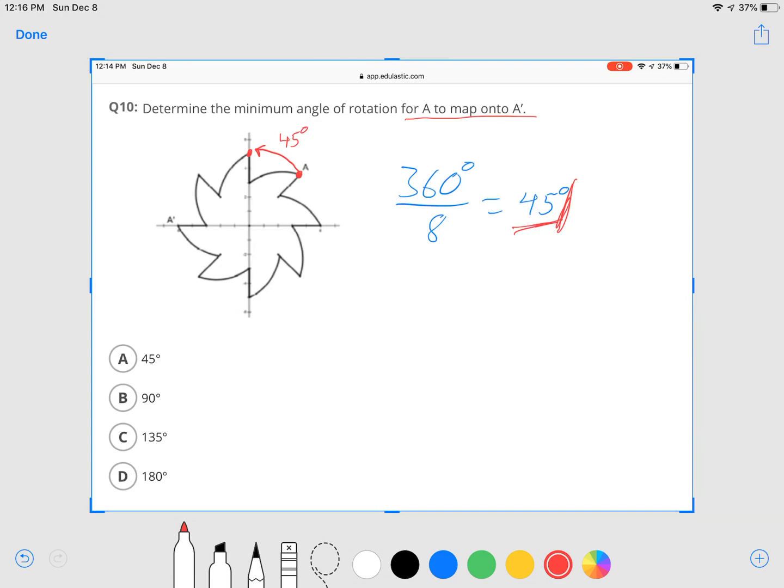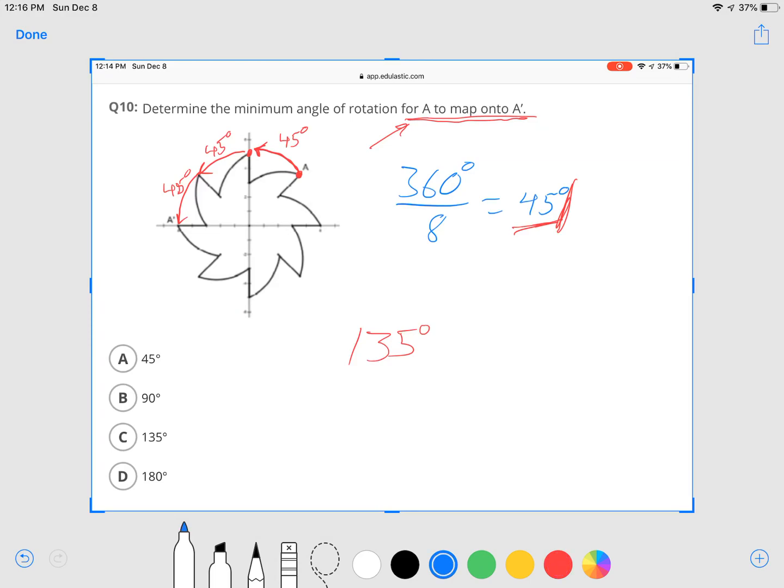Now, as far as what they're asking about, which is how do you get A to go to A prime, we have to do one 45-degree turn, another 45-degree turn, and then another 45-degree turn. Okay, and that's 135 degrees. Now, that's one way to get A to go to A prime.